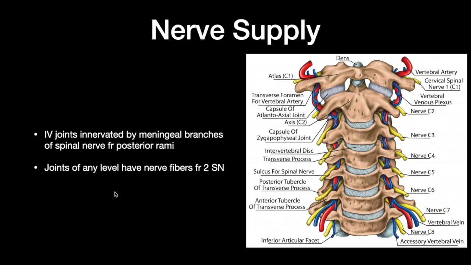Alright, here's the movements. Nerve supply. The intervertebral joints are innervated by the meningeal branches of the spinal nerves from the posterior rami. And the joints of any levels have nerve fibers from two branches of the same spinal nerve, not really two separate spinal nerves. See how it goes to the right and to the left.